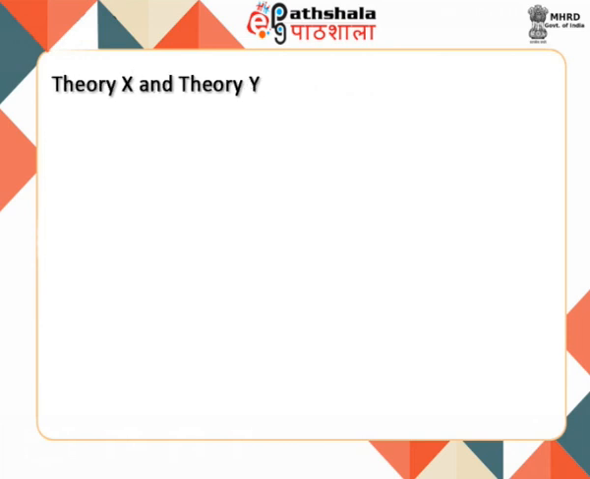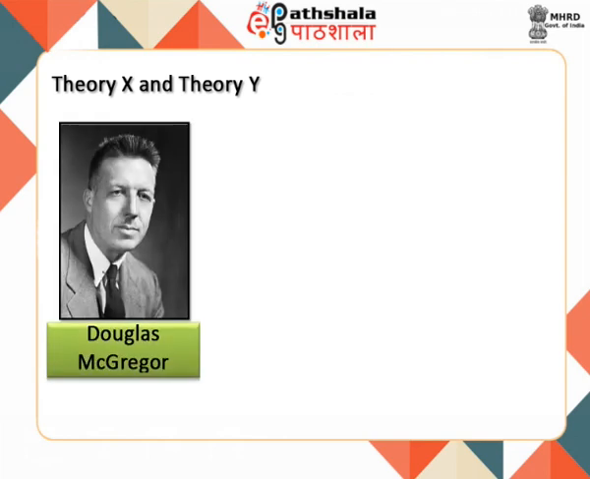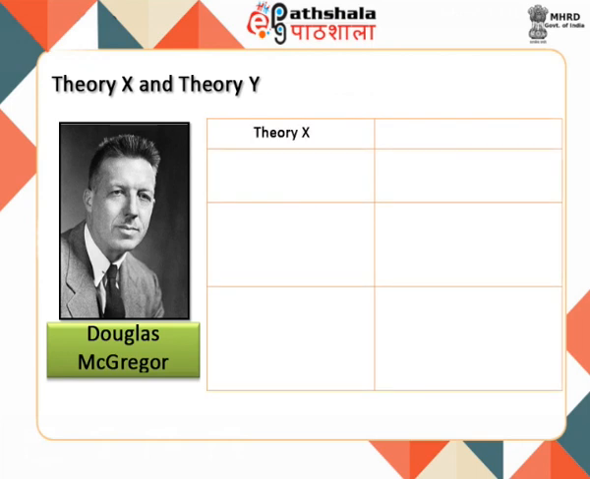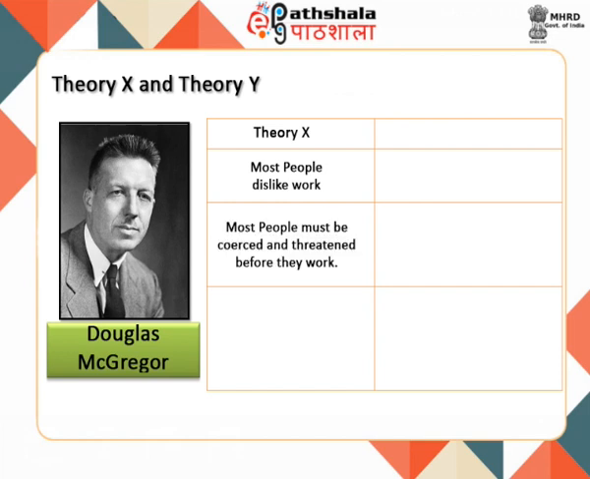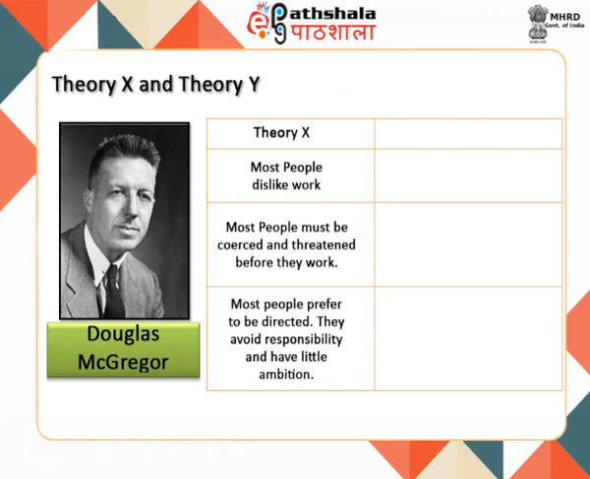Theory X and Theory Y are theories of human motivation created and developed by Douglas McGregor in the 1960s. They describe two contrasting models of workforce motivation. In Theory X, management assumes that most people dislike work. Most people must be coerced and threatened before they work. Most people prefer to be directed. They avoid responsibility and have little ambition.